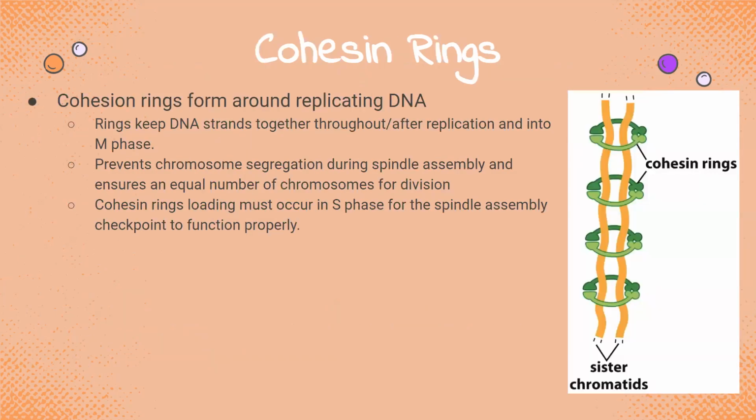Okay, so then we have cohesin. Cohesins are these little ring-shaped proteins. They're kind of cool. They hold sister chromatids together after they're replicated to prevent early anaphase. Until they are cleaved, our sister chromatids can't be pulled apart to either pole of the cell, and that allows us to wait until we're totally ready. They are loaded during S phase, and that is one of the requirements for the spindle assembly checkpoint, that cohesin rings have been loaded properly.